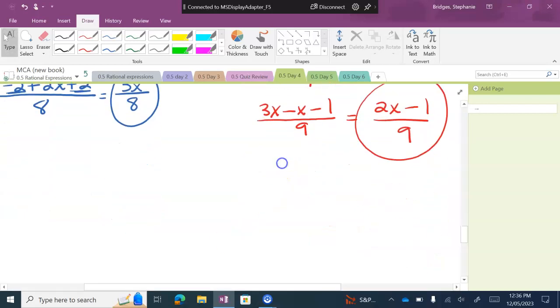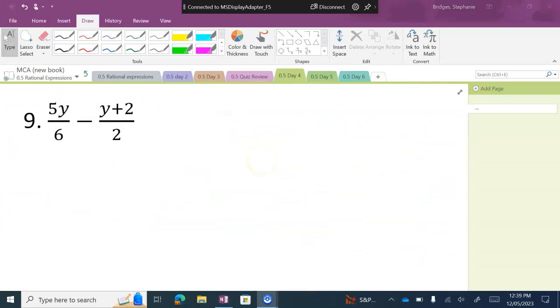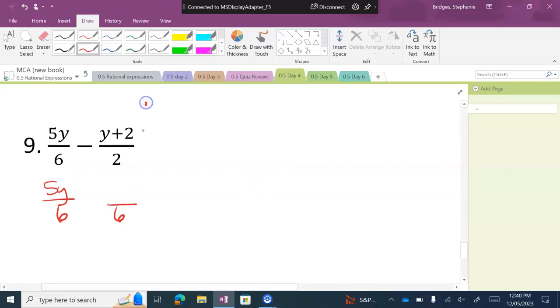Yeah. All right, number 9 is very similar. I want you to try this. This is our last one. All right, my two denominators are 6 and 2. What would my common denominator be? 6. Do I have to change the first fraction? No. But with the second fraction, I have to multiply 2 by 3. Okay, so I'm going to take that and multiply that 3 by both the y and the 2. So that would give me 3y plus 6 at the top.